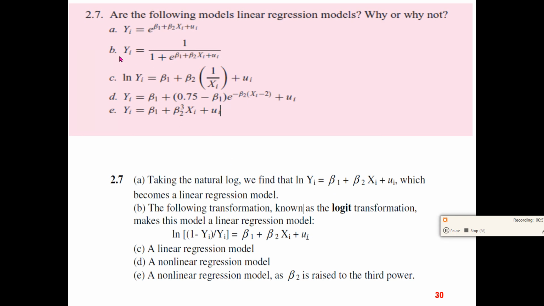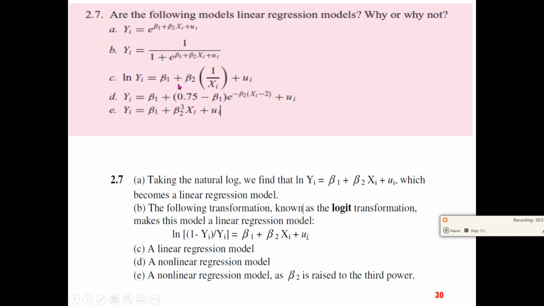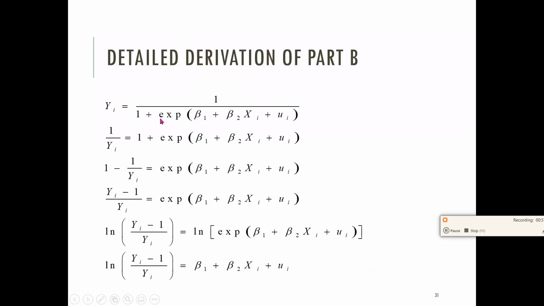Now if you look at equation B, this can be easily transformed into a linear model. So how? Let me show the derivation of part B. Have a look again at this part B. Let me derive. This is the actual equation: Yi is equal to 1 over 1 plus exponential function of this thing.